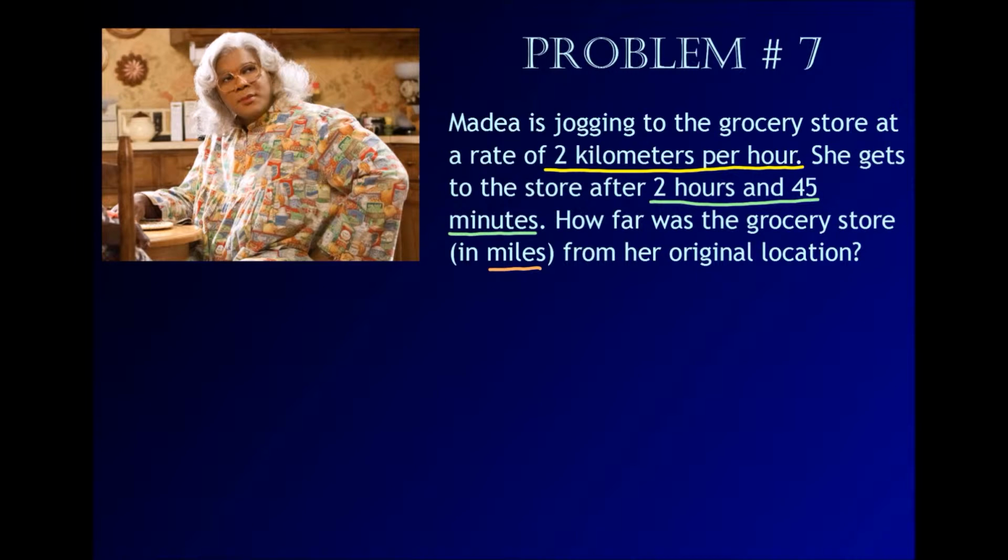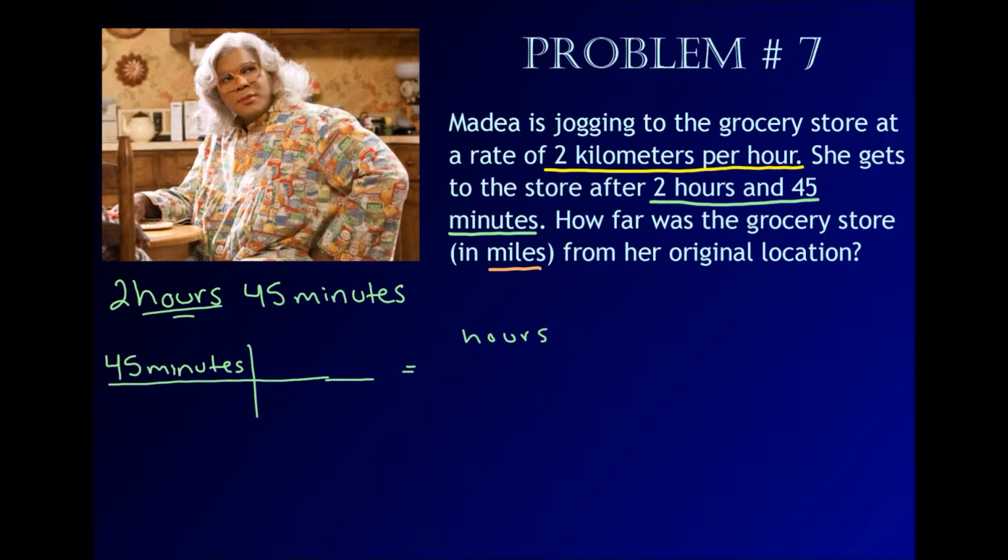Problem number 7. First thing I recognize in this problem is that she is jogging to the grocery store. Who jogs to the grocery store? No one jogs to the grocery store. But the second thing I recognize is the important math pieces of this problem, like the 3 units I've underlined.